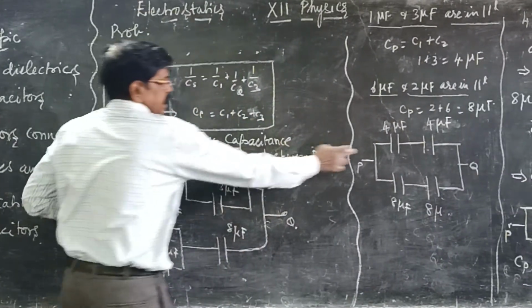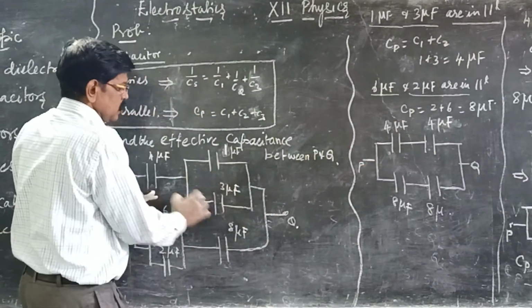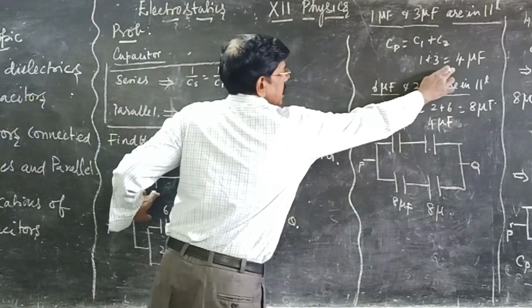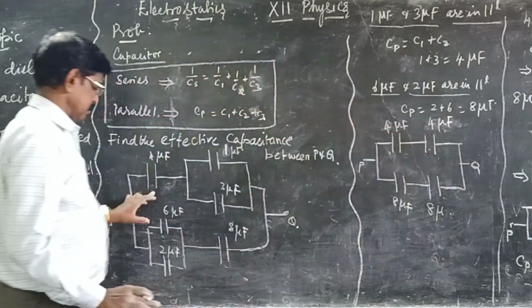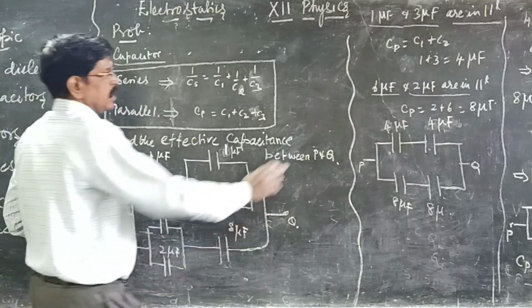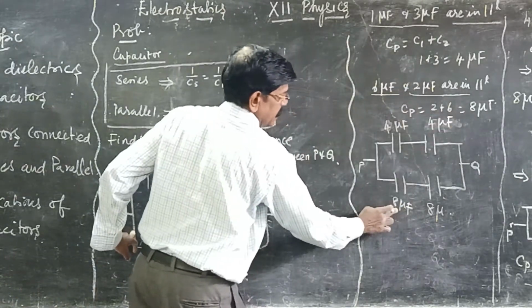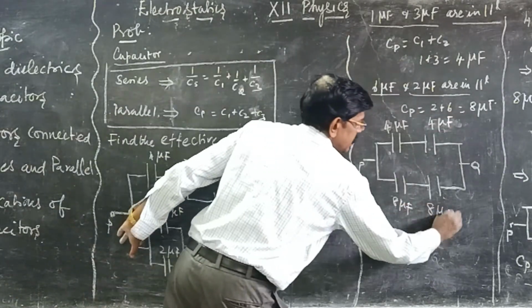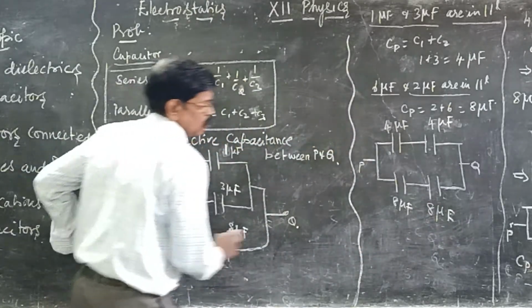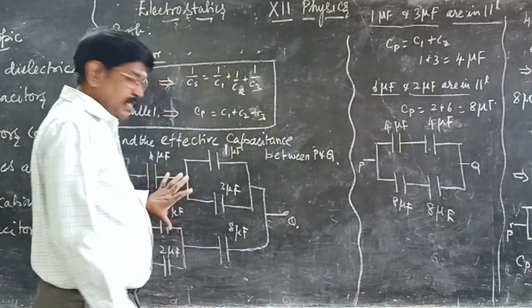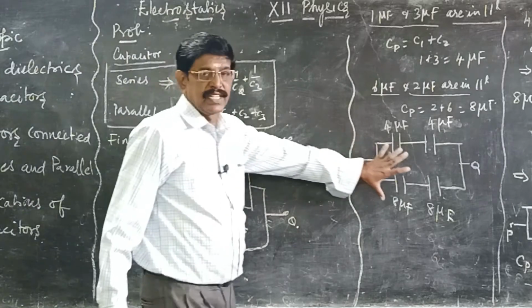Same 4 microfarad I have drawn here. Say instead of this combination, we found 4 microfarad. Similarly, instead of this combination, what have we found? 8 microfarad. And this other capacitance is already 8 microfarad here. So this circuit is now simplified.